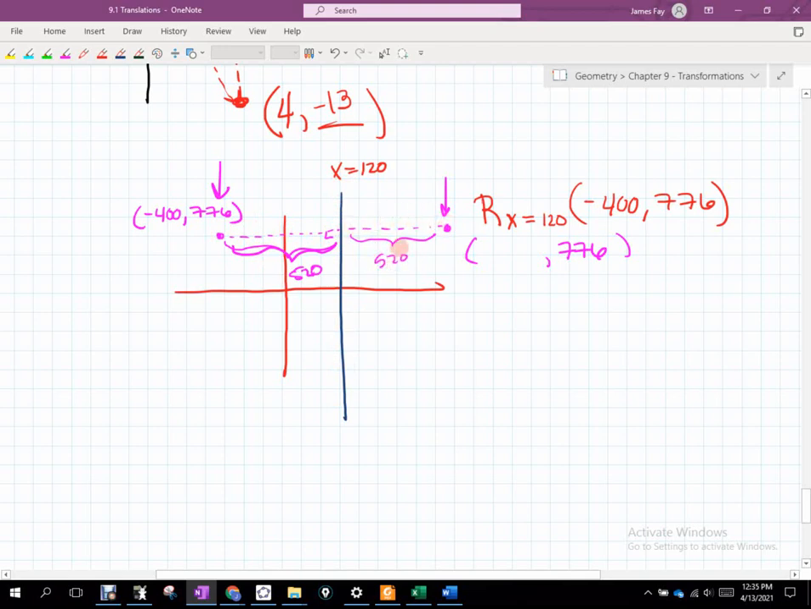Okay. So now to find this coordinate, what do I need to add to this x value? If I add 520 to it, it's going to get me right there. I'm going to add 1,040. So -400 plus 1,040, whatever that turns out to be, will be my x coordinate from that point. Does that kind of make sense?